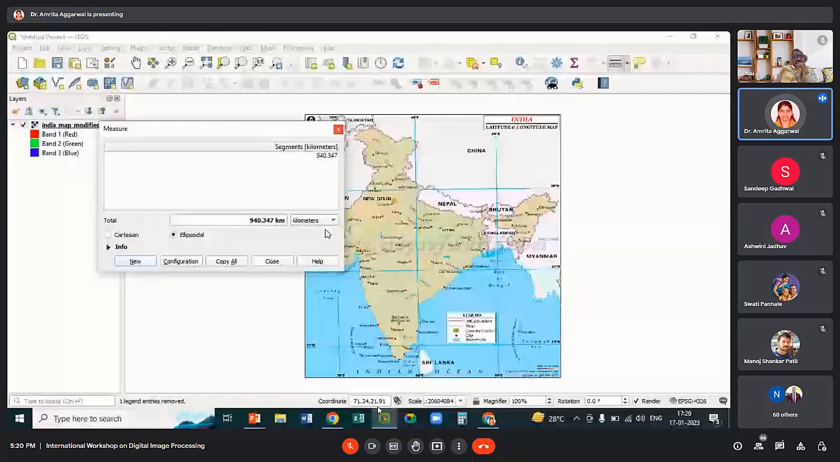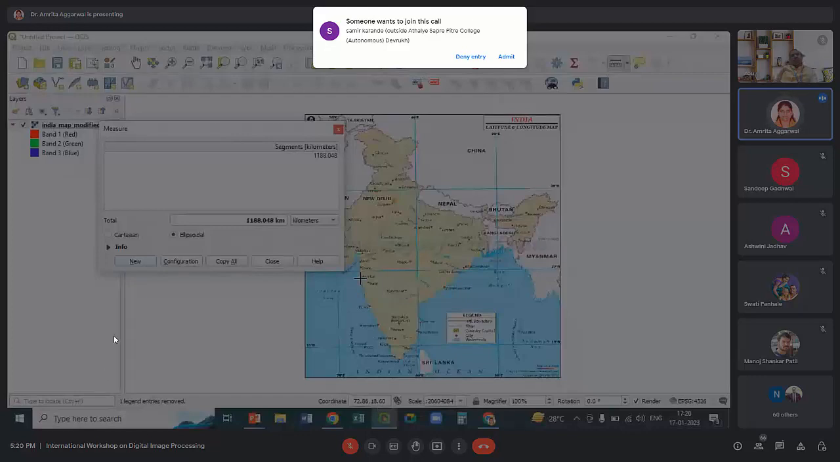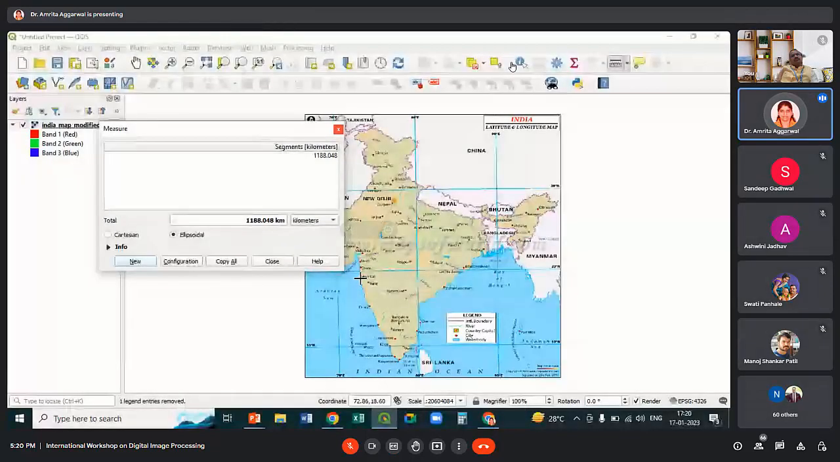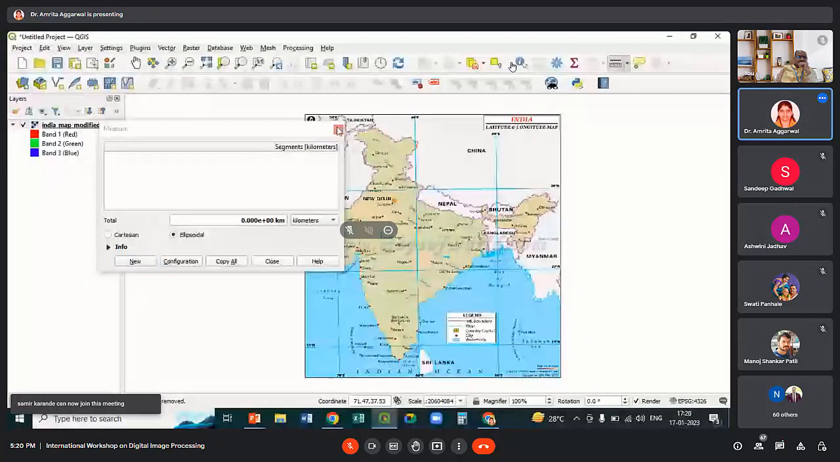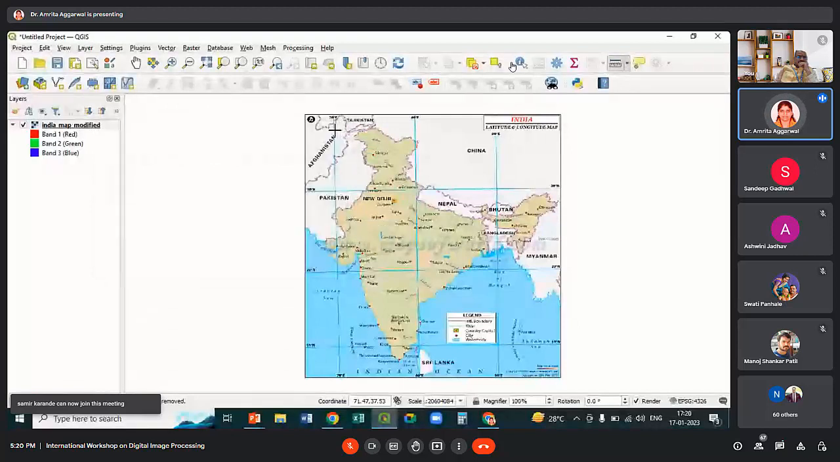But if I had to do the same measure on an image which is not georeferenced, it will not give me the correct answers. Why? Because georeferencing tells the software which part of the earth we are referring to. Software doesn't know this is India. Software does not know this is Mumbai and Delhi. If I say this is India and I give the name as China, it will not be able to understand. What it understands is only calculations.